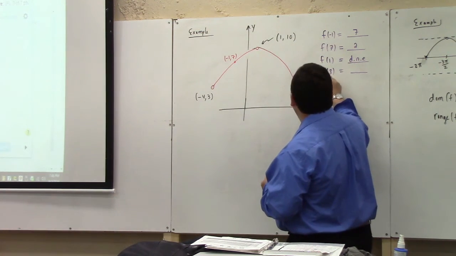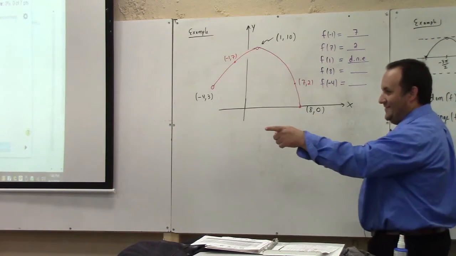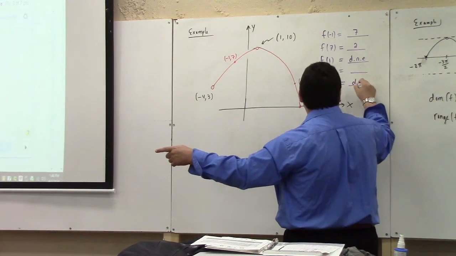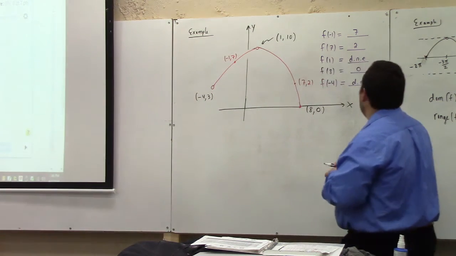And how about f of -4? You're thinking, I'm going to get it this time: undefined, right? And so you said 0? Very good.